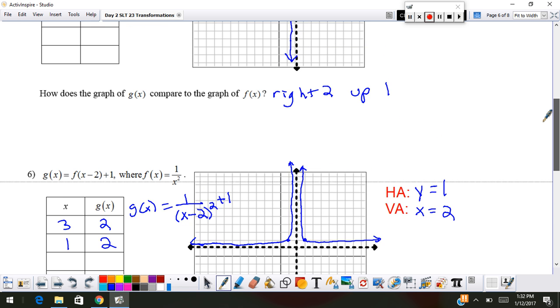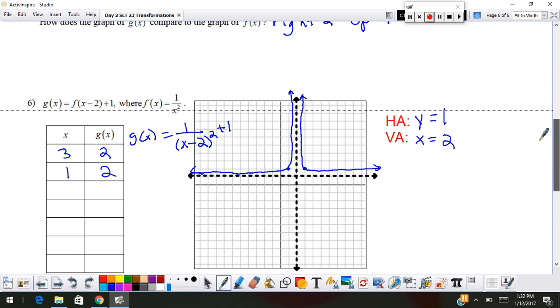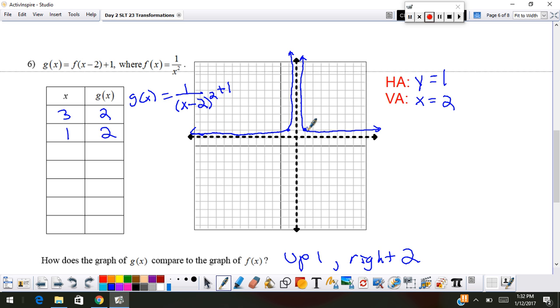For number 6, oh, and it went right 2 and up 1. Number 6 is very, very similar, except that the parent graph is different. And again, to get my 2 good points, I went to the right of my vertical asymptote and I went to the left of my vertical asymptote.